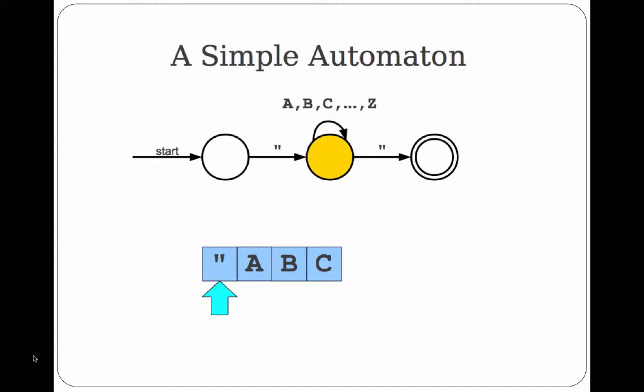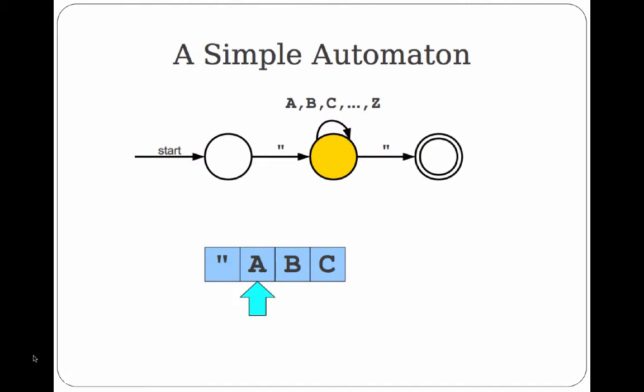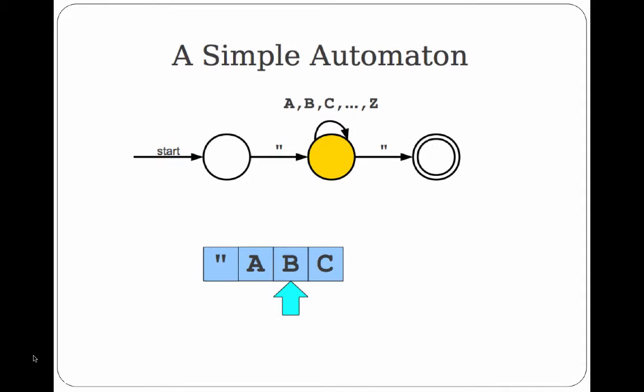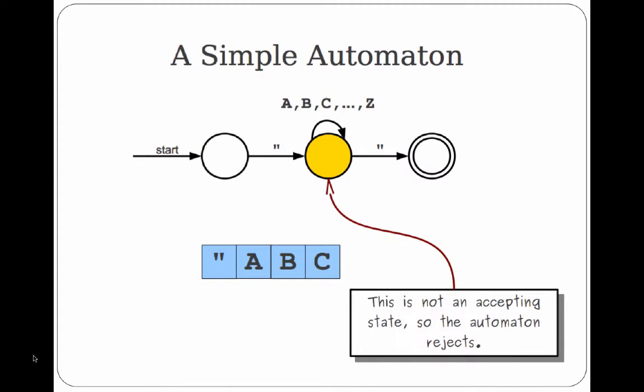With the same automaton, let's look at this example. Start in the start state, scan the quote, move to the middle state, move the pointer to the character A. A, B, and C get eaten, if you will, by the automaton. However, at the end of the string, we're not in an accepting state, and so once again, the automaton rejects this string. So in other words, none of the strings that I've given here as examples so far today are in the languages of the automatons that I've used in my examples.